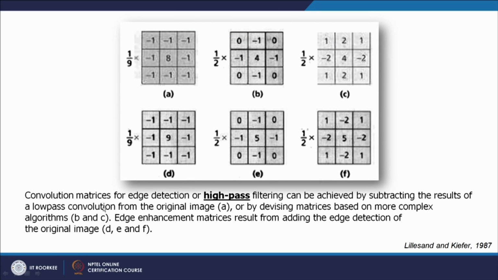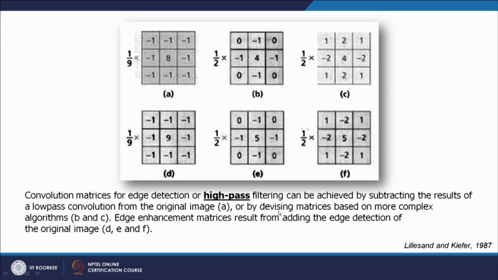And therefore one can design several filters, as I have been mentioning. This is one type of spatial filter, high pass filter, which we have seen. This is another, and there are a few more examples. Here this A is the original image; by devising matrices based on more complex algorithms, we get B and C, where instead of involving -1 for all surrounding pixels in the filter, only north, south, east, west have been involved, and the others have become 0.